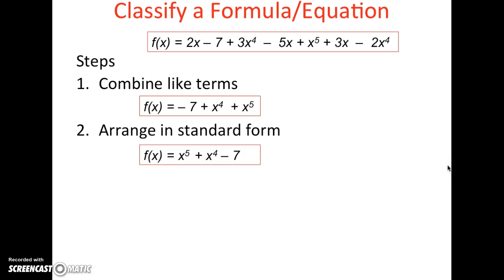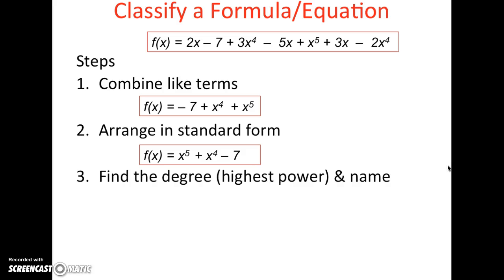So these first two steps are just setting us up so we can actually classify things. The third step is where we're really starting to classify. So we need to find the degree, which is the highest power, and name it. Go ahead and find the highest power. Now that it's in standard form, should be easy to do.